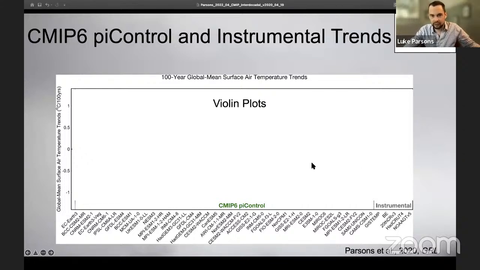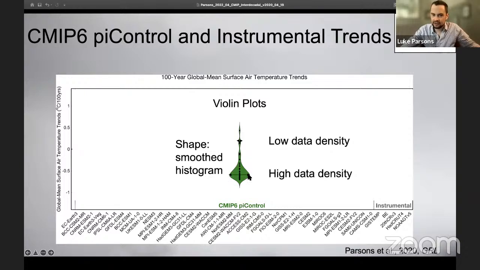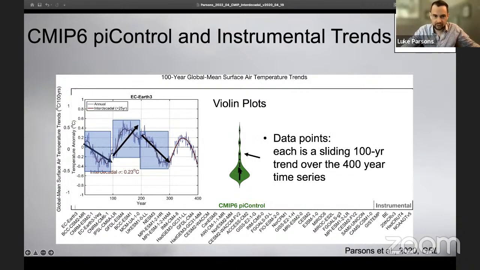And if you're not familiar with violin plots, I know several people I talk to aren't. Basically here, it's a smooth histogram that's flipped on its side, where the thick areas are high data density areas and the skinny areas are low data density areas. And so each of the data points that go into making this histogram is from one of these 100-year linear trends as I slide this window 1 year at a time through the entire time series. So you'd see that these are mostly focused down here.